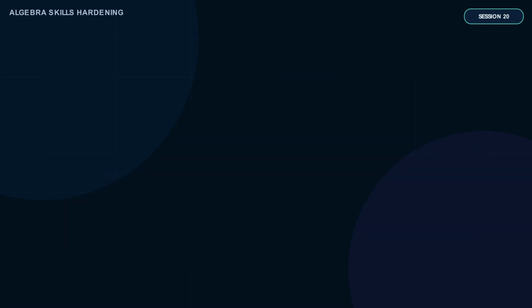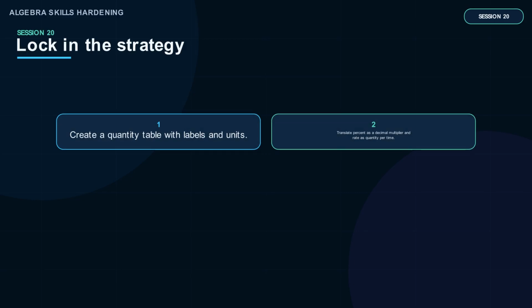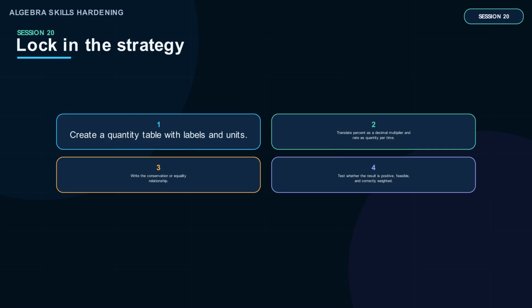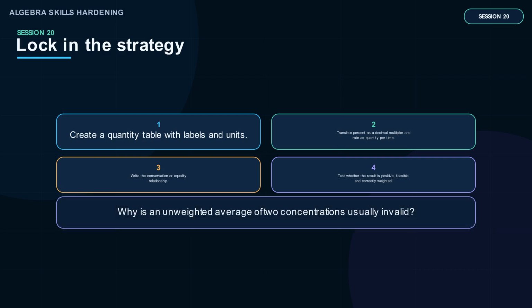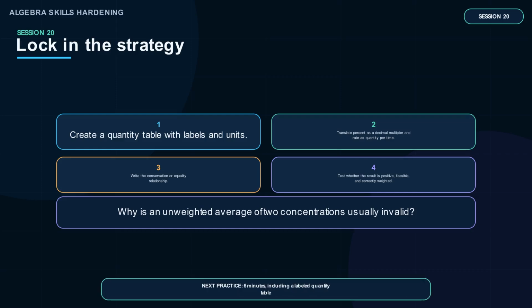The central message is, represent repeated percent changes with multiplicative factors. Combine it with the discipline to build rate equations with consistent units. Finish by remembering to construct weighted mixture equations from pure amounts. This turns a calculated result into a justified answer. Reflection. Why is an unweighted average of 2 concentrations usually invalid? Name the error specifically so you can interrupt it next time. Practice one fresh problem within 6 minutes, including a labeled quantity table. Keep the work readable, check it independently, and carry the routine forward.